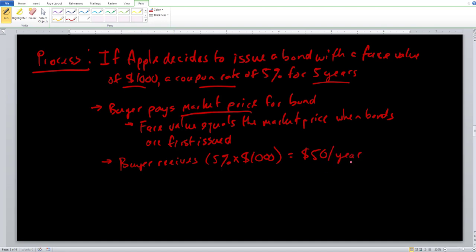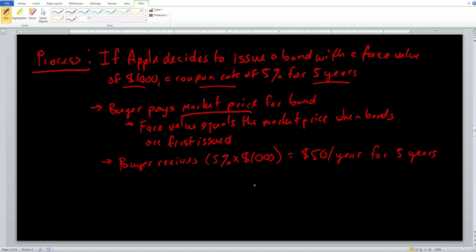So $50 per year. And how long does the bond last? You get it for 5 years. So you buy this bond in year number 0, the current time period, and then what happens at the end of the year? You get $50. So basically, Apple is saying, thank you for your $1,000. We are agreeing to pay you this 5% coupon payment for 5 years.